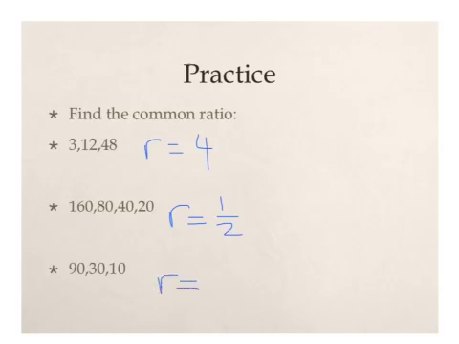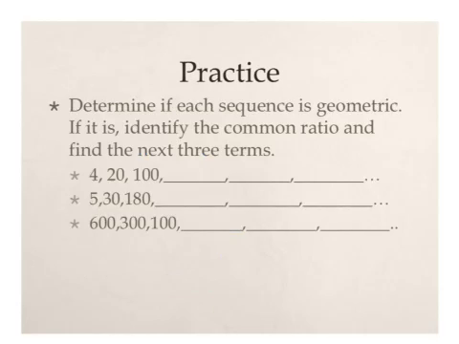In this case, our common ratio, I'm dividing by 3, so I'm multiplying by 1/3 to each one of those to get to the next.